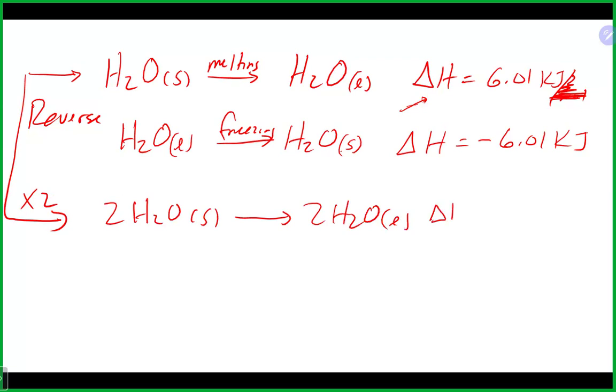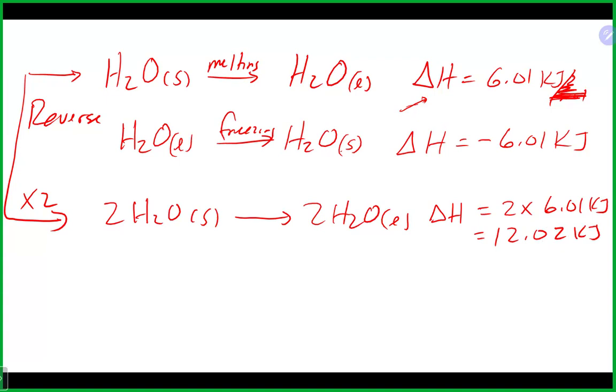Now, what that does to the delta H is, because I multiplied the entire equation by 2, I would actually have to multiply the delta H value by 2 as well. Because it's not just one happening there, there are 2 moles of it happening. And that will get me a 12.02 kilojoules would be my actual reaction for that.